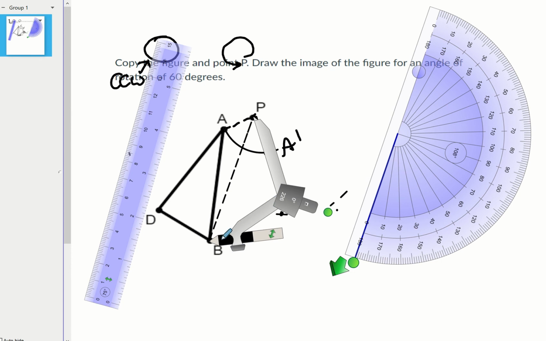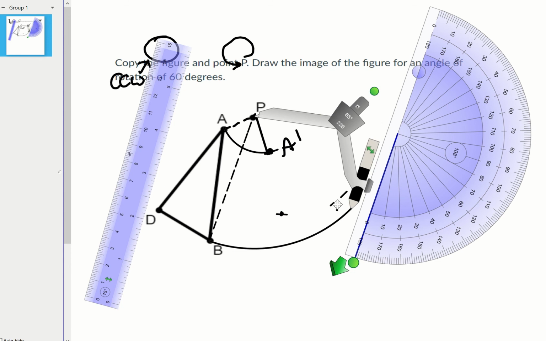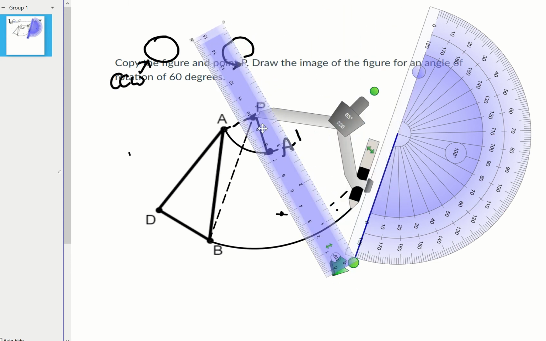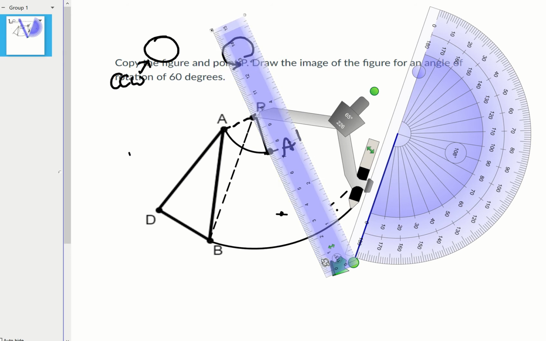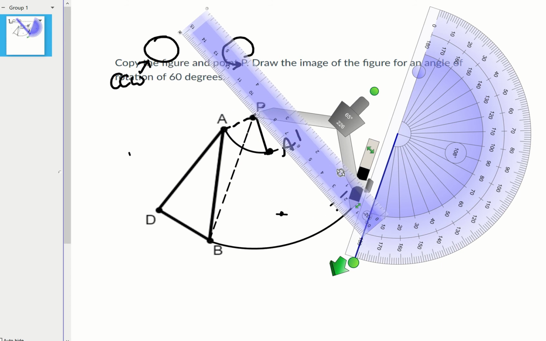So now we're going to go ahead and draw the arc. Okay, my mark that I'm looking at is this mark right here. This is the 60-degree mark on here. So I'm going to draw a straight line from P to there. All right, and then I'm going to stop at the arc that I drew, which means I've got to go a little bit past it.